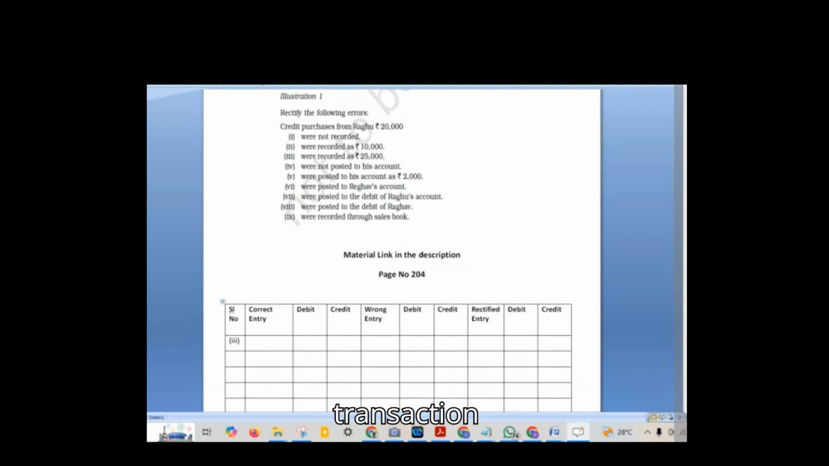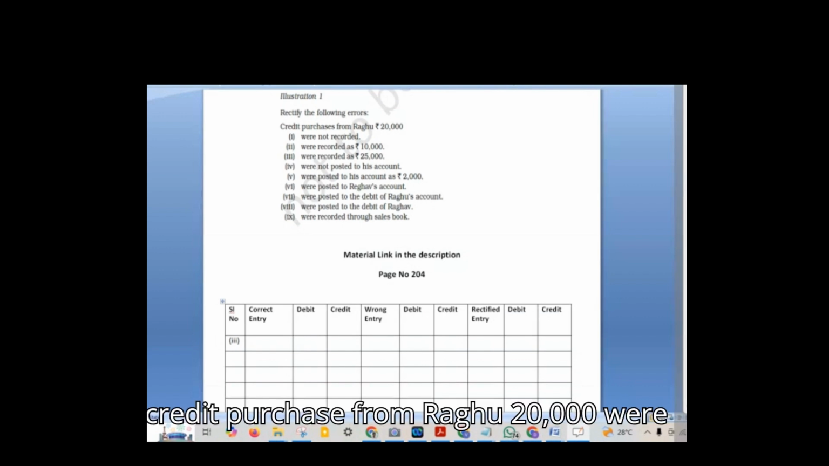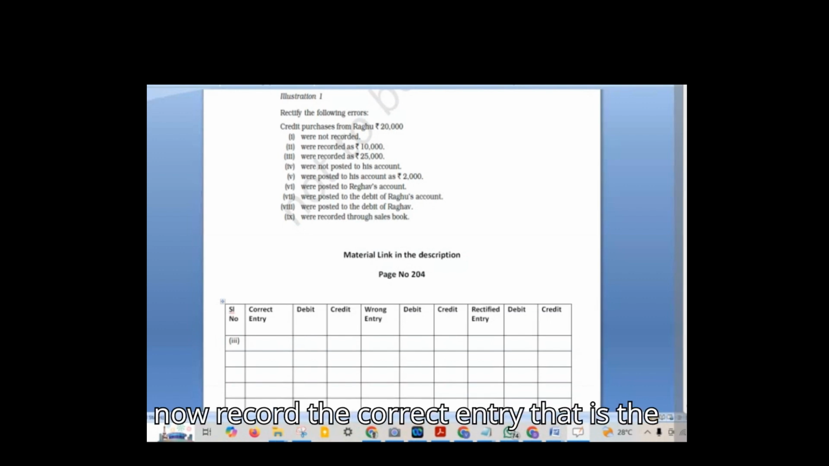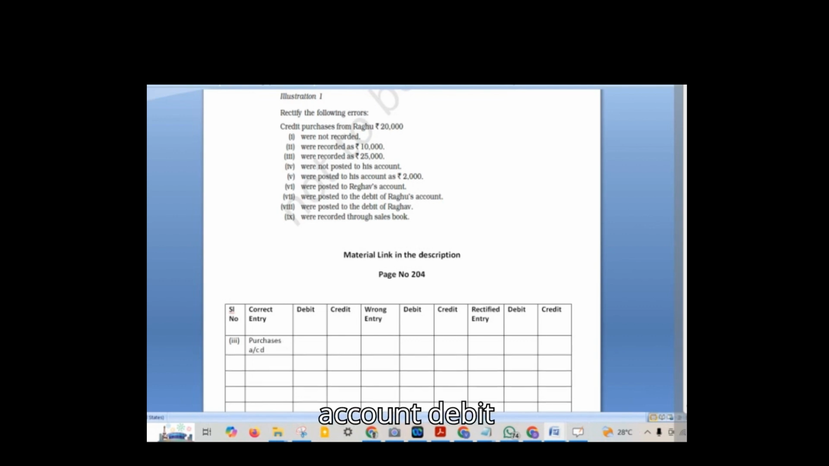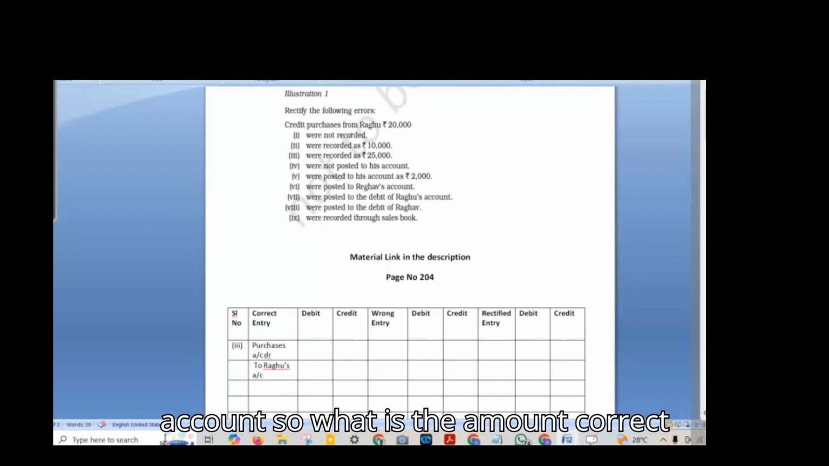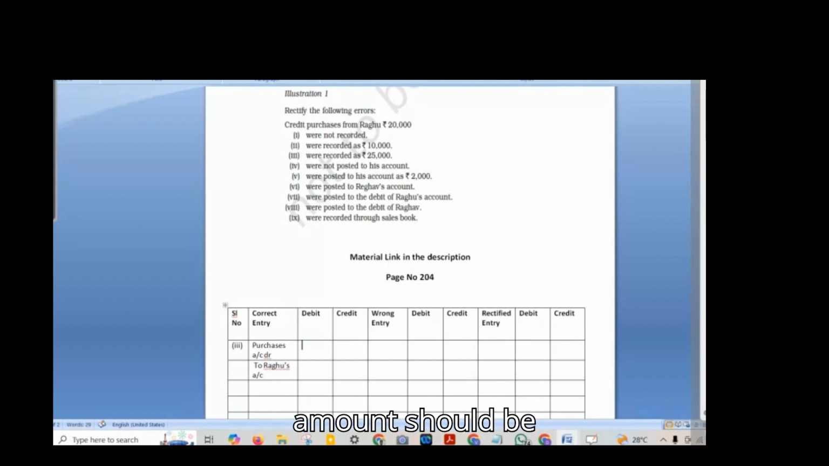Third transaction: credit purchase from Raghu, 20,000, was recorded as 25,000. So now record the correct entry, that is purchases account debit to Raghu's account. What is the amount? The correct amount should be 20,000. Very good.